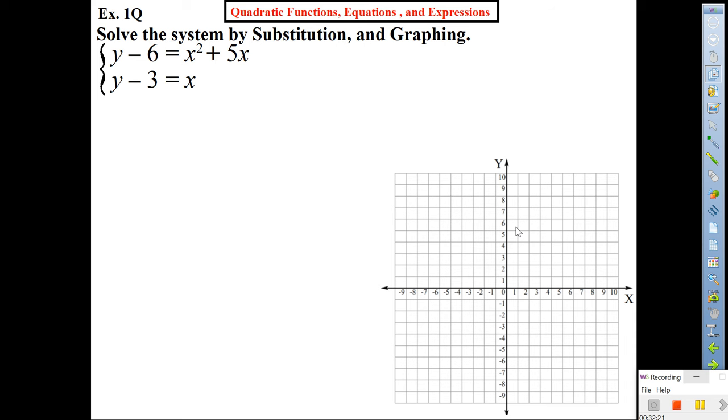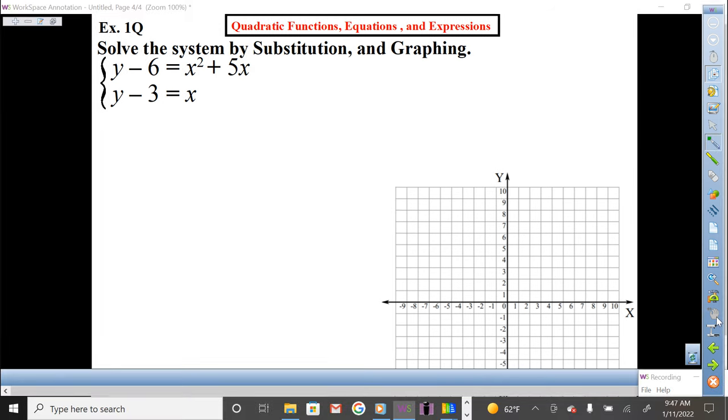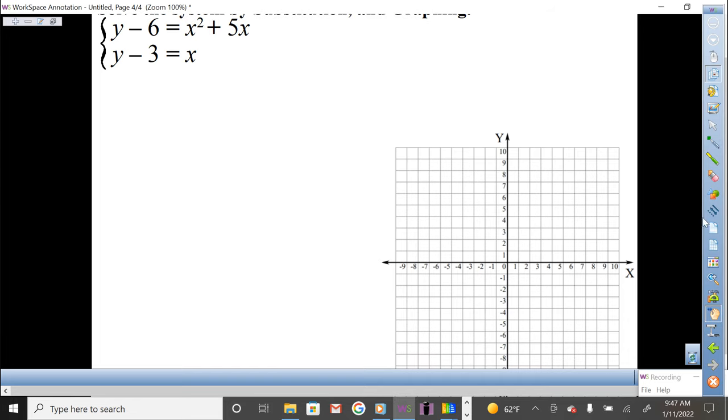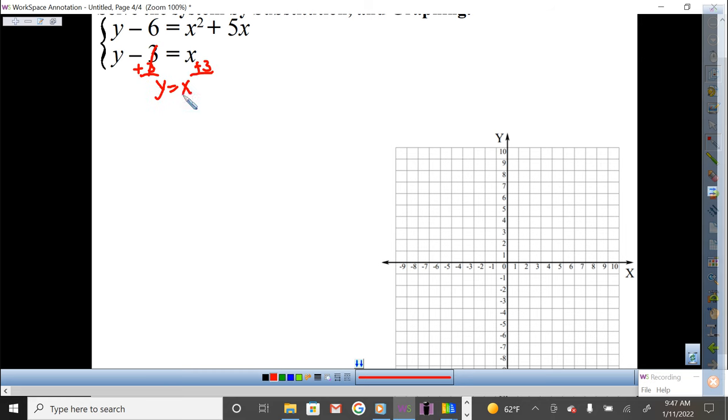All right, let's see where we're at. It says to solve by substitution. So, which means one of the equations you need to solve for y. Which one did you solve for y, Sophia? The bottom one, so you did plus 3 plus 3. So you should have gotten y equals x plus 3. Hands if you got it to right there.